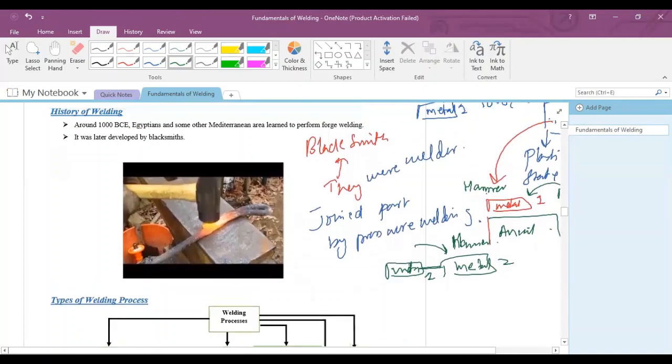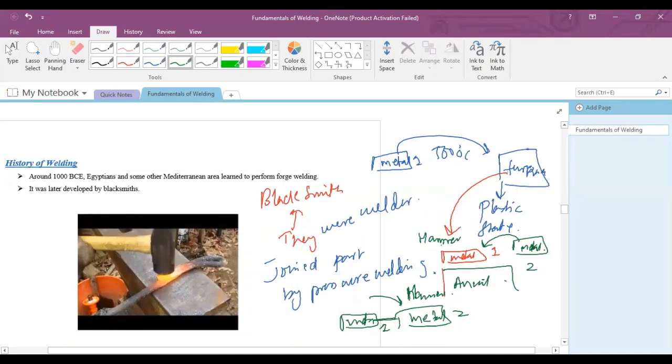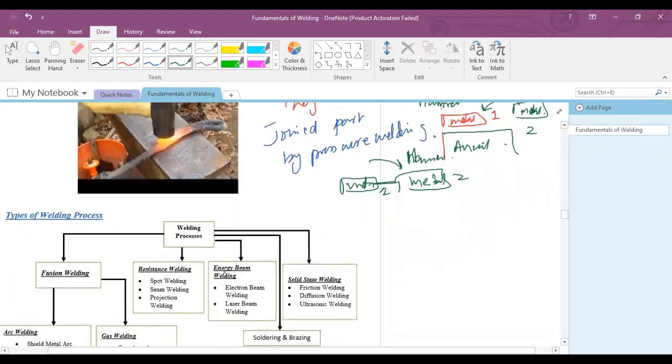They performed pressure welding in this manner: they had one furnace, heated the metal till its plastic state, then took it out of the furnace and joined this heated part with the other unheated part with the help of a hammer. So this is a very old conventional pressure welding process. But with the passage of time, new technologies came into the world, like fusion welding and solid state welding. I will explain all these welding types later in this topic.